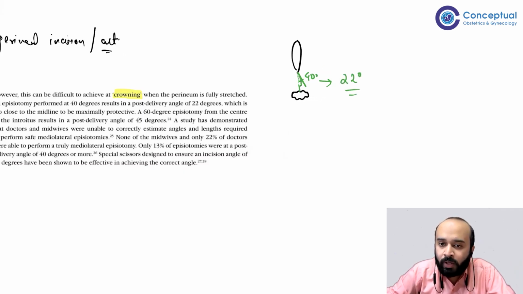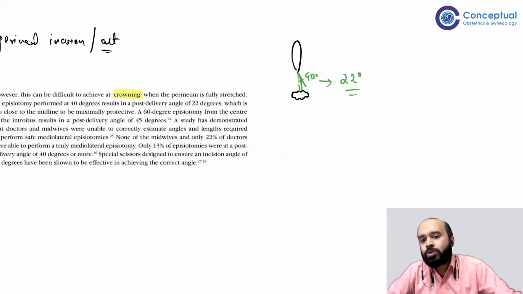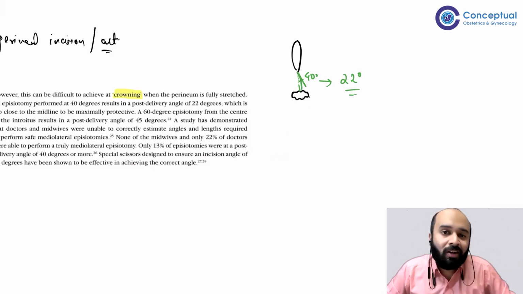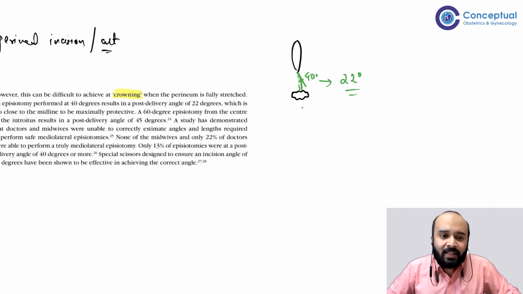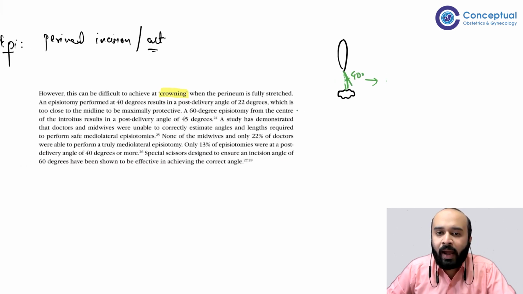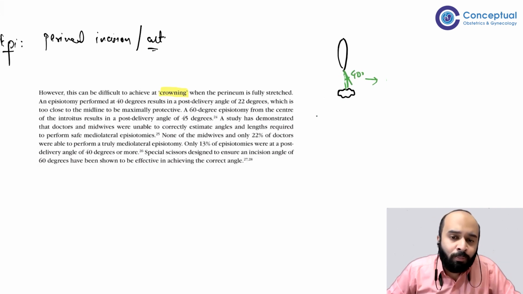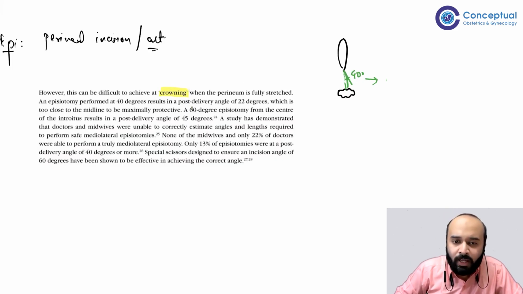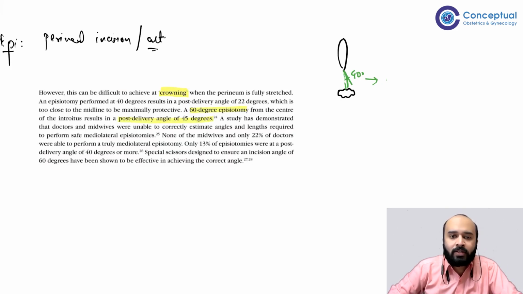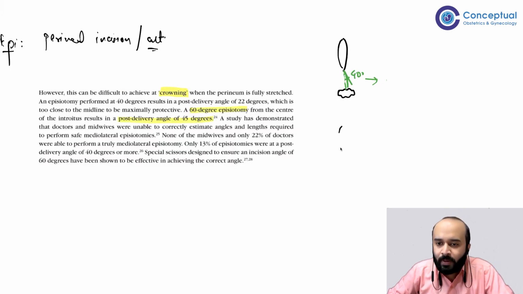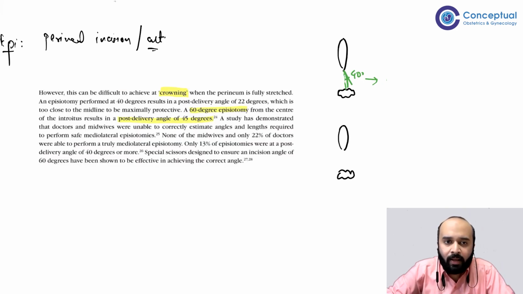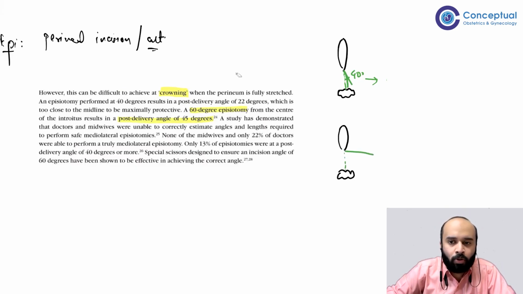So 22 degrees is going to be like this, and this angle is very close, almost directly going near the anal opening, which is why they say that this is too close to the midline. I wouldn't really want to do that, because if it gets extended, it can even go up to the anal mucosa. So they say that ideally you should take it at an angle of 60 degrees, because once you are done, the post-delivery angle is going to be 45 degrees. So what they recommend is, if this is my vulva or the labia rather, and this is my rectum, then the ideal angle should be 60 degrees from the midline. This became a little too much.